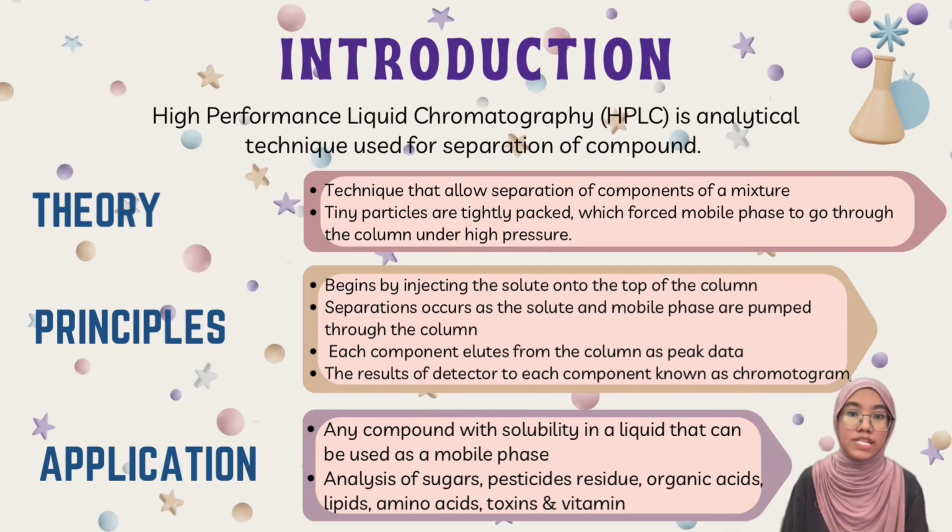High Performance Liquid Chromatography is an analytical technique used for the separation of compounds. In theory, this is a technique that allows efficient separation of the components of a mixture. The stationary phase is packed in the HPLC column, then the mobile phase will go through the column under high pressure.